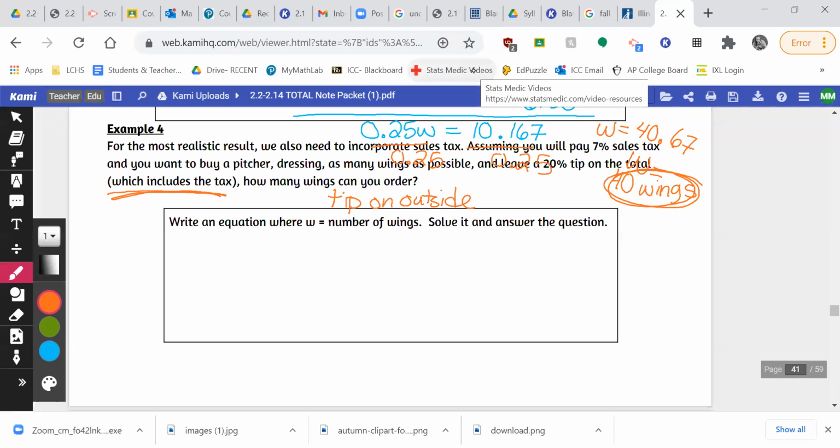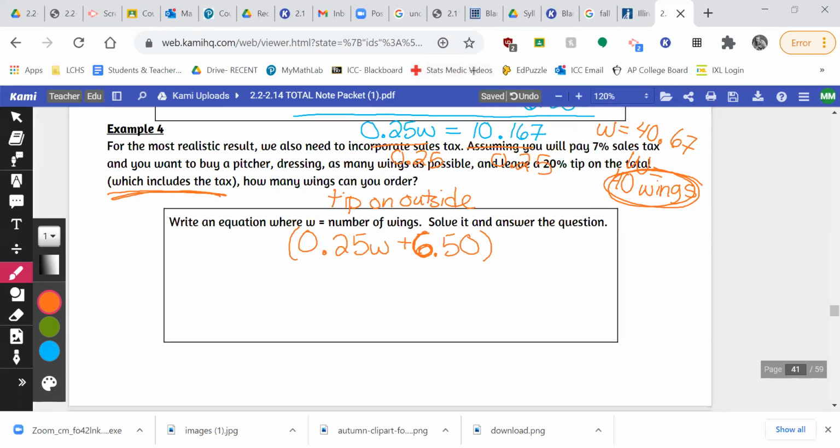So the tax will be applied on the inside. The tip will be applied on the outside. So I'm going to go ahead and set up my equation where I have 25 cents per wing plus, I'll even just do $6.50 now because we know that the 5 and the $1.50 give us $6.50. And we're going to first apply the tax.